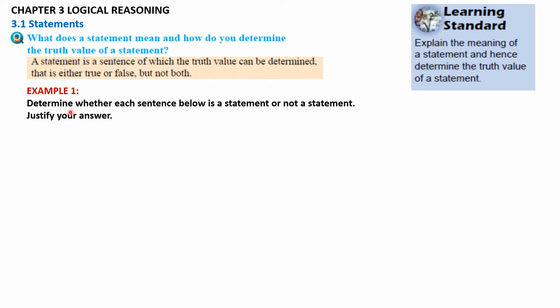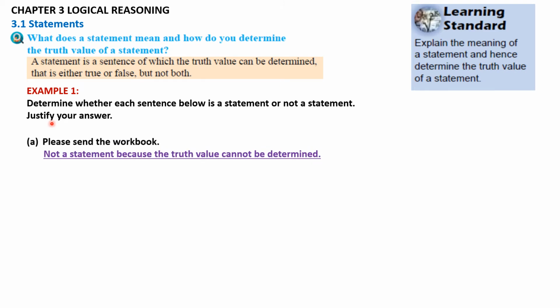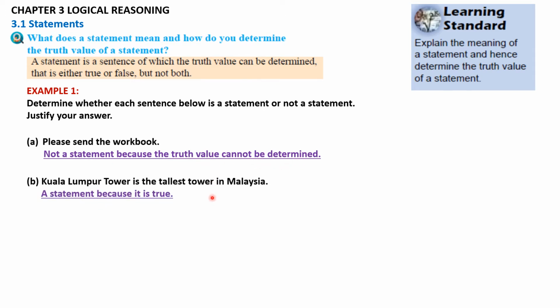Now we look at the example. Determine whether each sentence below is a statement or not a statement. Justify your answer. Now we look at question A. Please send the workbook. If I say, please send the workbook, we cannot say this sentence is true. We cannot say this sentence is false also. So that means the truth value cannot be determined. So this sentence is not a statement. So you will write the answer like this: not a statement because the truth value cannot be determined.